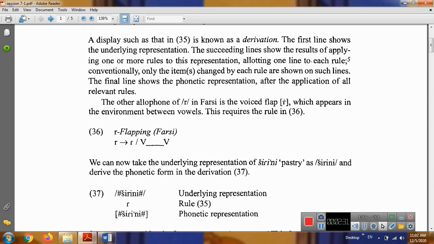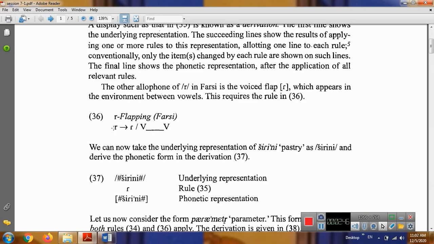This trill re becomes this flap re, which appears in the environment between two vowels. The name of this rule is R flapping, which we show in this way: trill re becomes flap re. After the slash we show its environment: between two vowels, as I told you, this means vowel. And this line shows the position of that sound. For example, here this line is the position of trill re, which becomes flap.